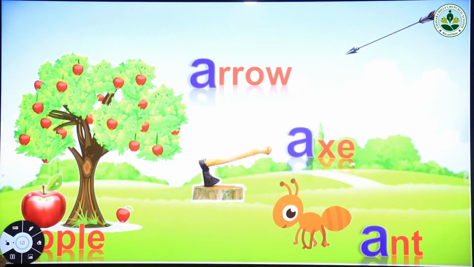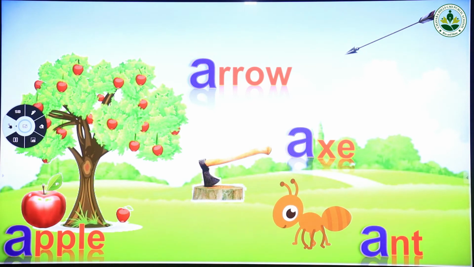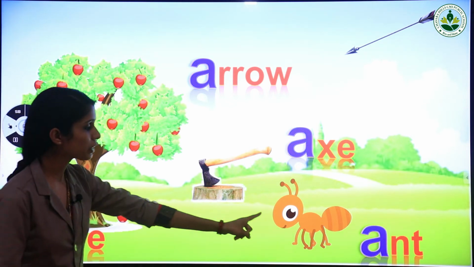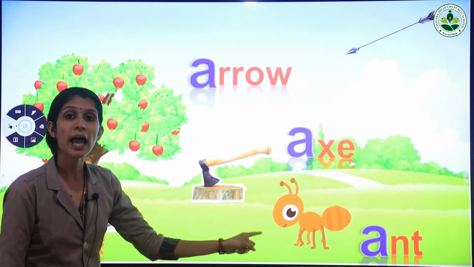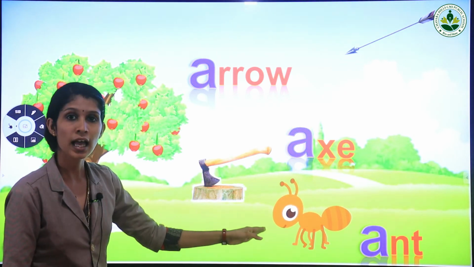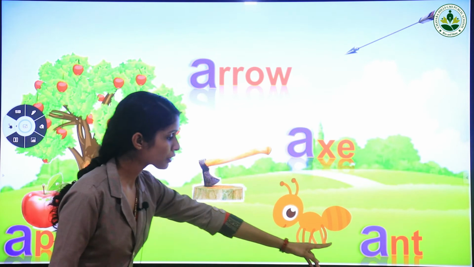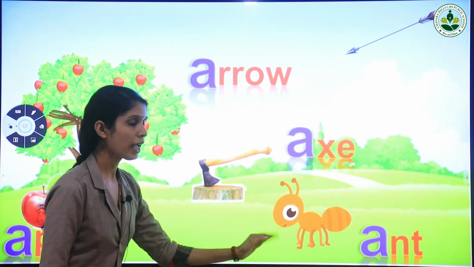Our first word which starts with a letter A is, can you say what is this? Yes, it's an apple. Apple. Okay, and our next word that starts with letter A is an ant. What is this? Ant. A is for ant.